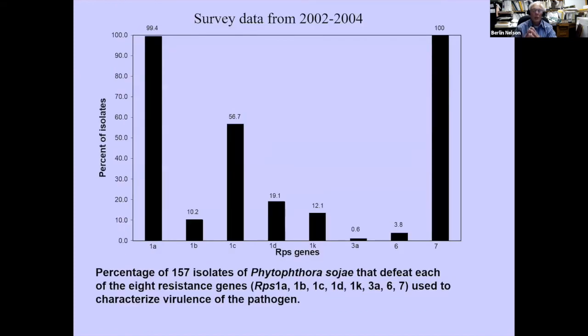Let's take a look at this in terms of the bar graph here, just to emphasize this. If we look at the number of isolates that could attack the 1K gene, we see it was about 12%. The ones that attack the 6 gene, about 4%. But now look at this one here. That's the RPS1C, almost 60% of those isolates that we took out of the soil in those years can attack the 1C gene. So that really tells us that the 1C gene really was losing its effectiveness out there. Okay, and even today, there are a lot of cultivars that still have 1C in their background.